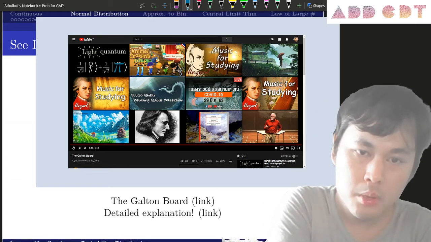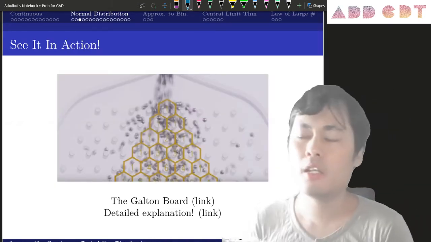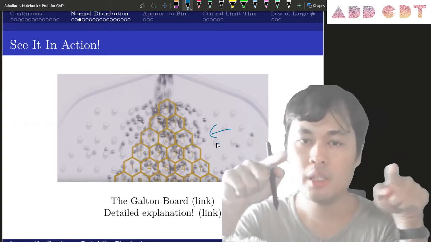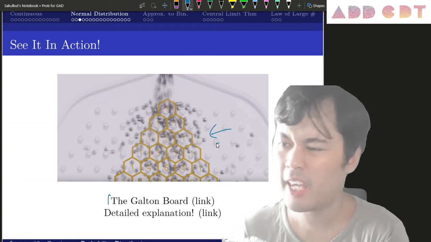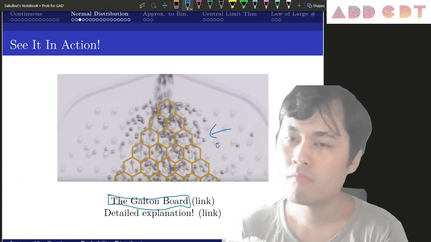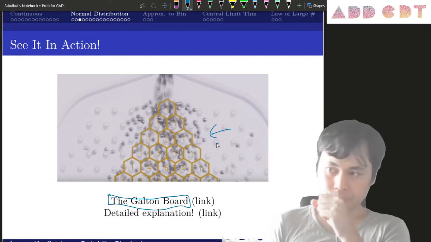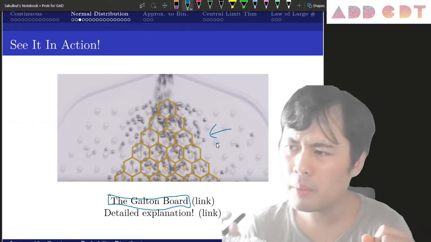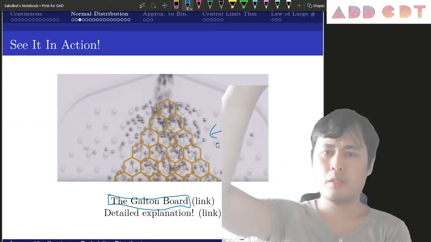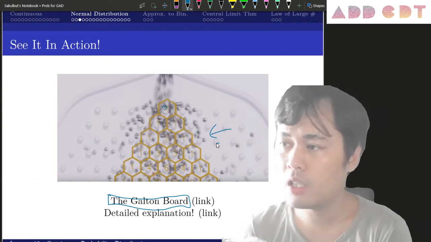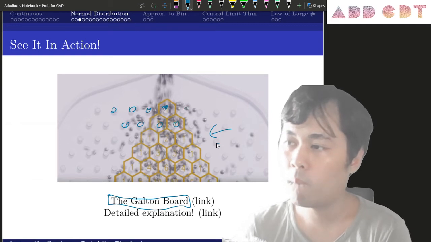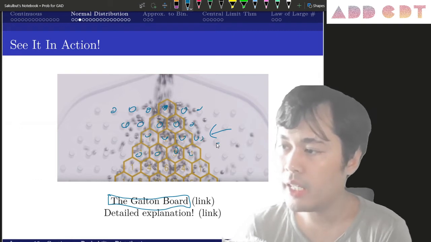Alright, so that was the clip. What did we see in the clip? We see this kind of similar thing. The board has a name, it's called the Galton board. The experiment was, you have lots of marbles, or in this case they use metal beads. You drop them at the top, and you see that on this board there are pegs everywhere, and they form a hexagonal grid.